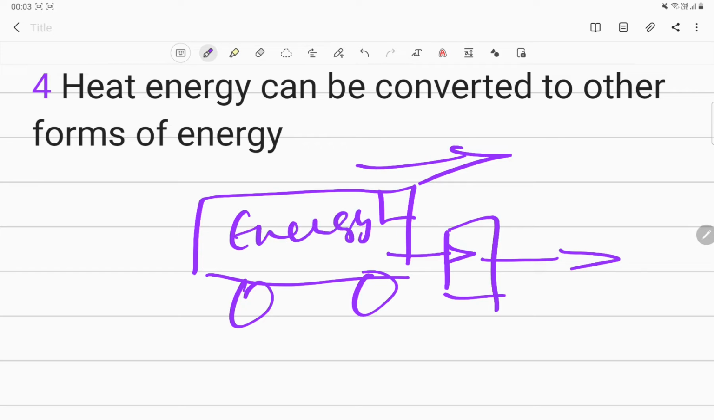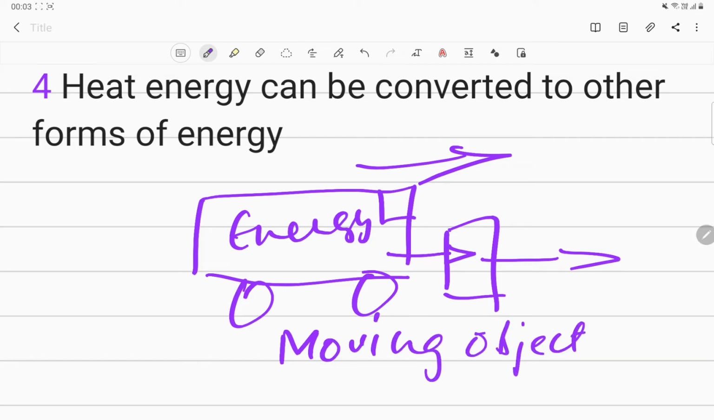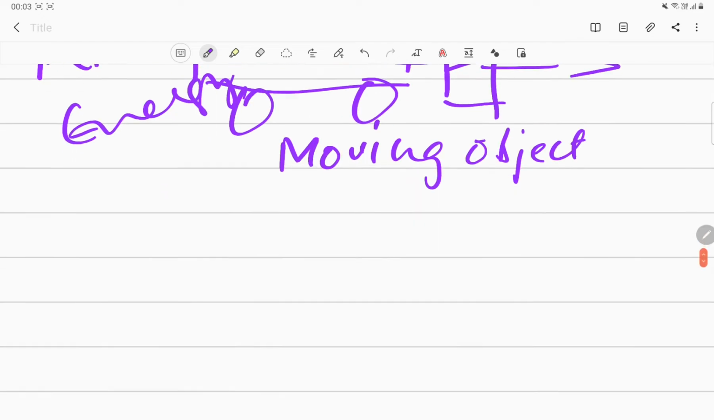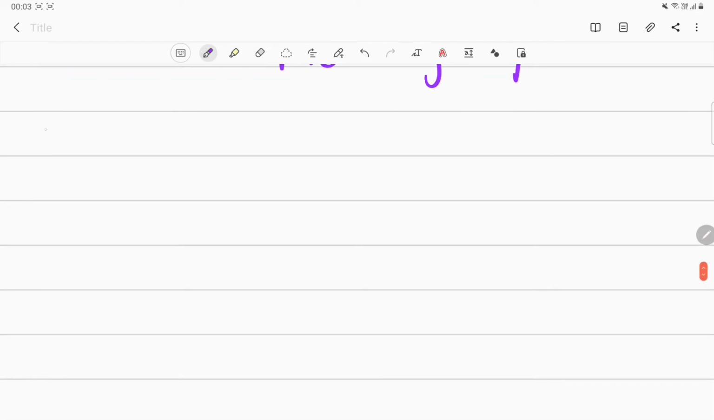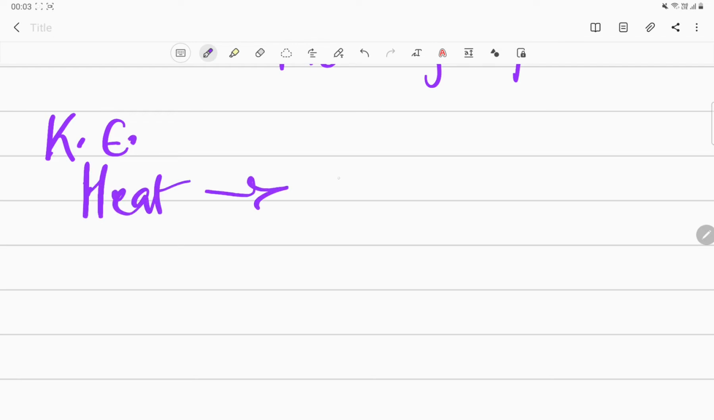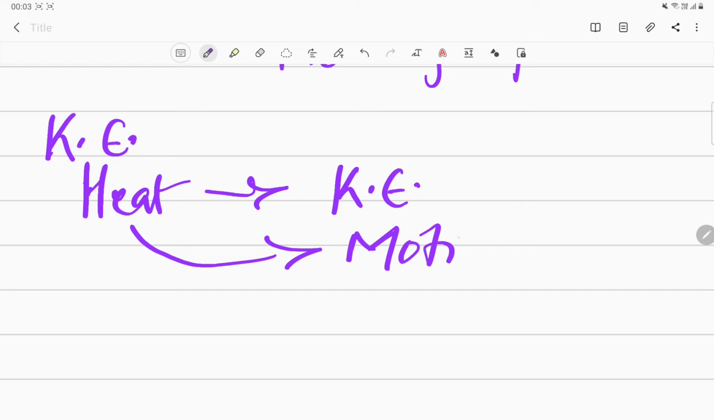Now, what kind of energy do moving objects possess? Moving objects have an energy which is known as kinetic energy. Energy possessed by moving objects is called kinetic energy. We simply write it as KE. Heat energy can be converted into kinetic energy. This is to say that heat can be converted into motion.